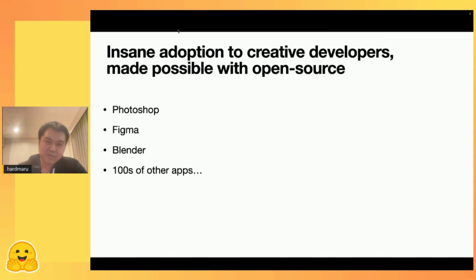In the area of creative developers, because the model is open source, it led to hundreds of apps like Photoshop, Figma, Blender. People were writing plugins for all of these apps, and it's really difficult for one company to build plugins for everything. You really need a community of hundreds of thousands of developers.